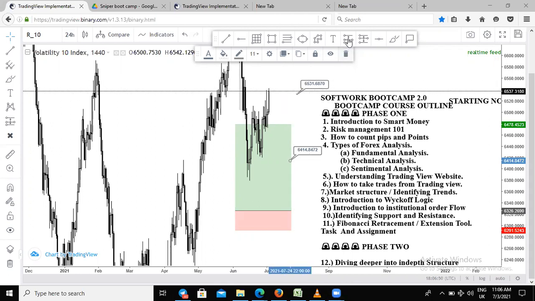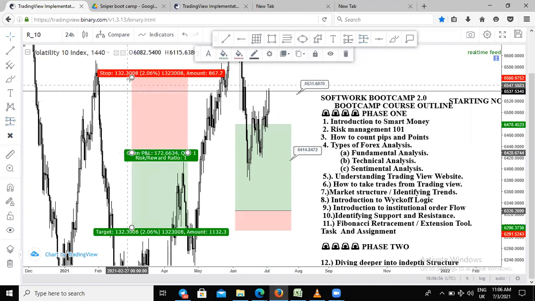So this is also similar for a short position. Now look at this. Who can tell me where my stop loss is in this?